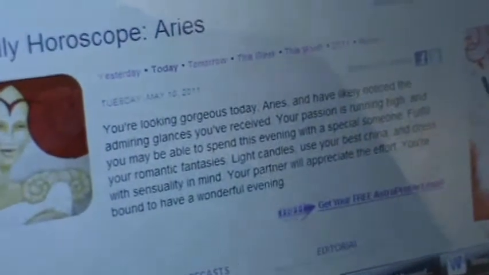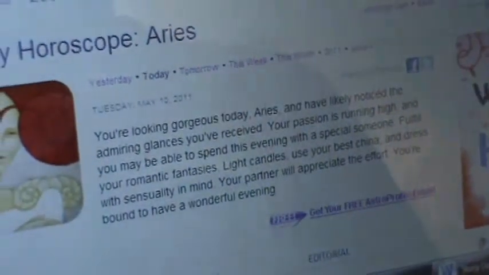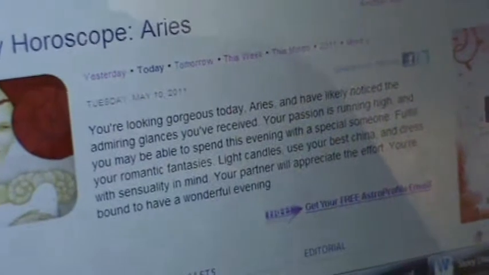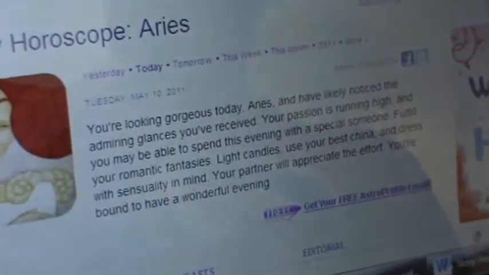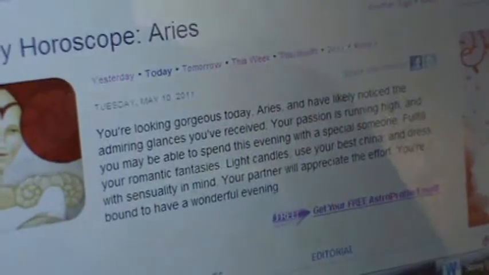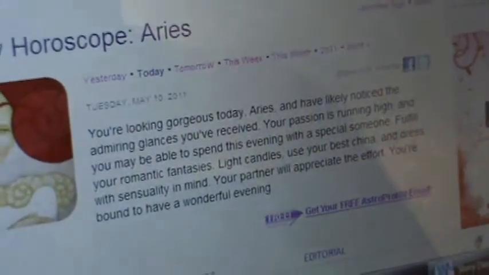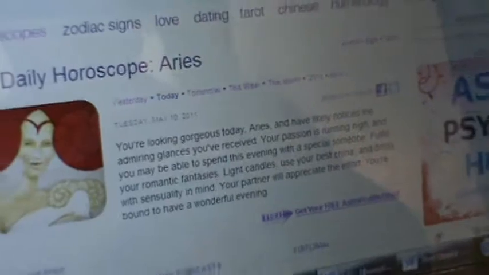Now this says, "You're looking gorgeous today, Aries, and have likely noticed the admiring glances you've received. Your passion is running high, and you may be able to spend this evening with a special someone. Fulfill your romantic fantasies, light candles, use your best china, and dress with sensuality in mind. Your partner will appreciate the effort. You're bound to have a wonderful evening."